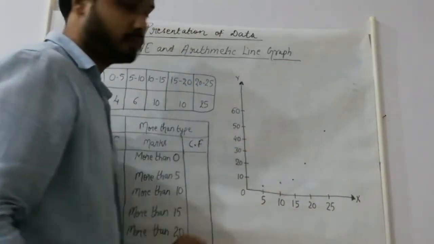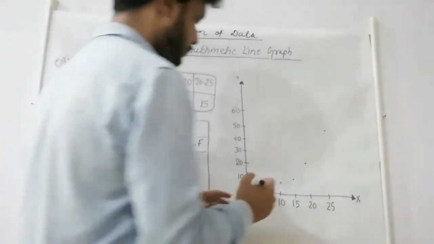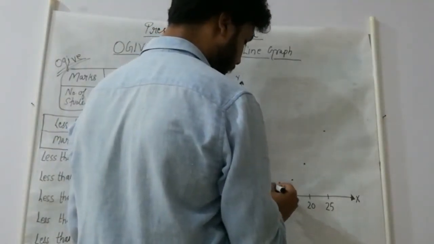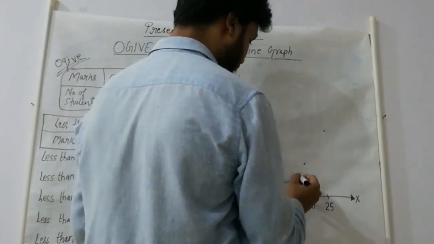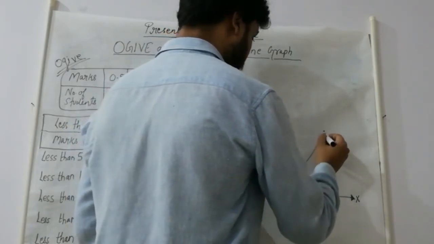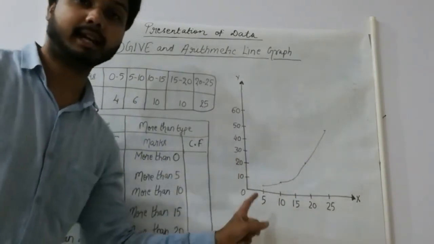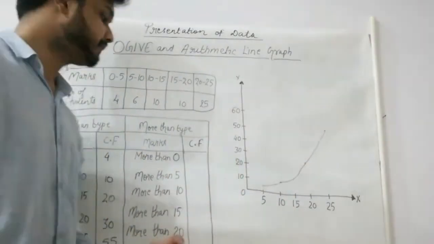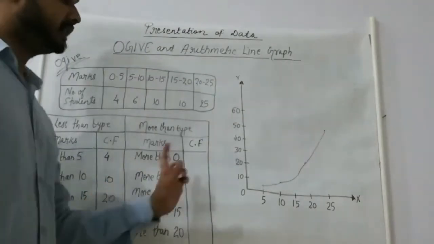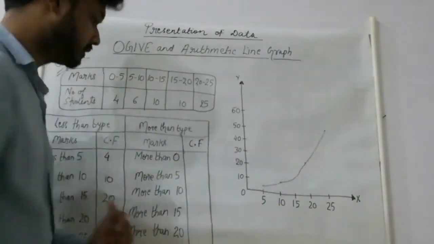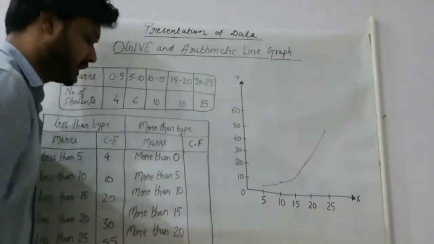After we have made the points, students, we have to just join it. So starting from here, make a line and join all of this. This line will represent less than ogive. Now if in question it is asked to make less than ogive, then we will stop here itself. Now let us see for more than.